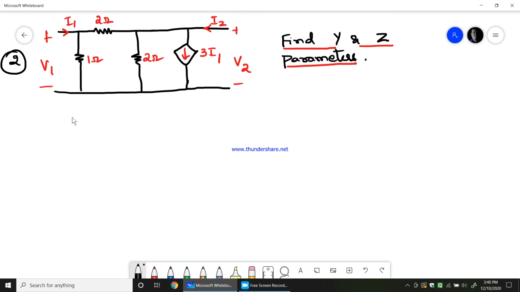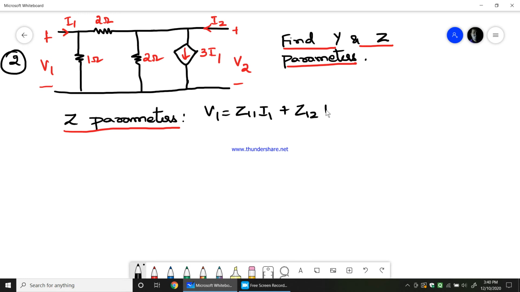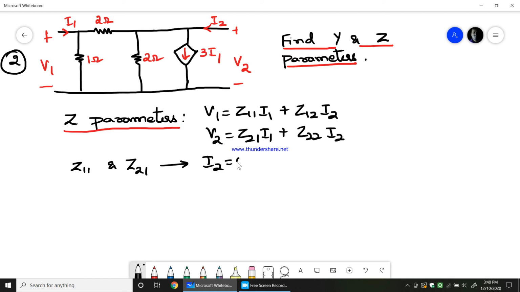So let us first calculate the Z parameters. Again, for Z parameters we always take the equations V1 equals Z11 I1 plus Z12 I2, V2 equals Z21 I1 plus Z22 I2. We find Z11 and Z21 when current I2 equals 0. So let us write the circuit for that now.